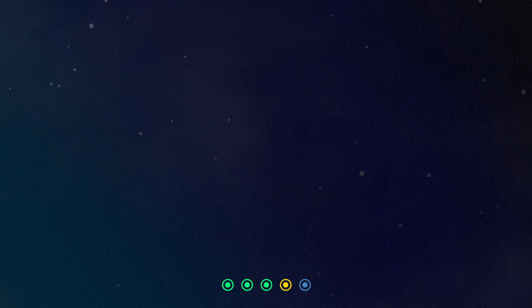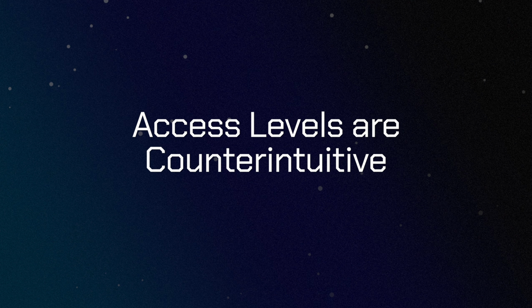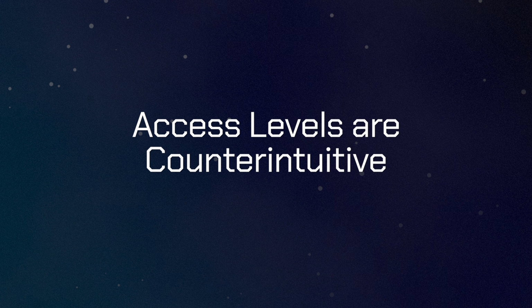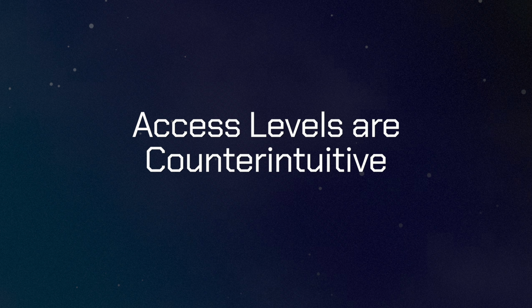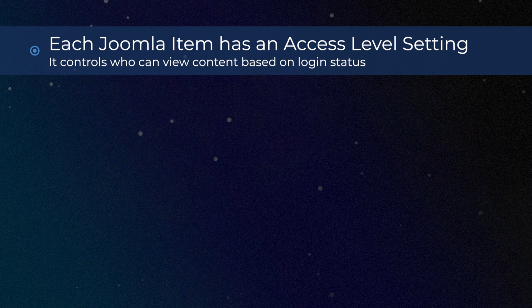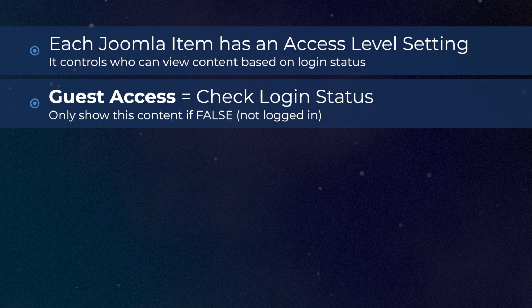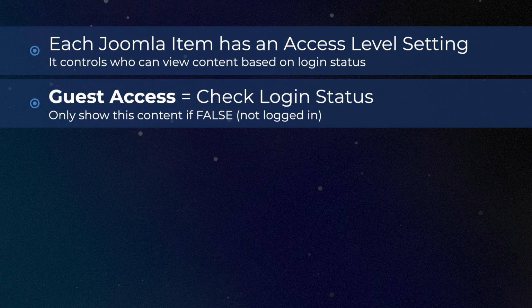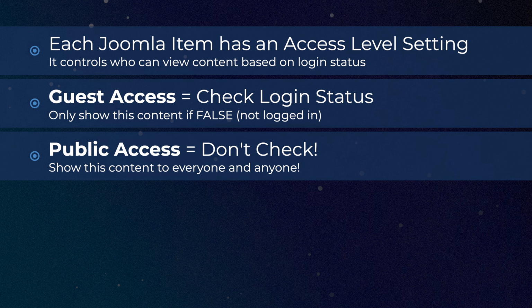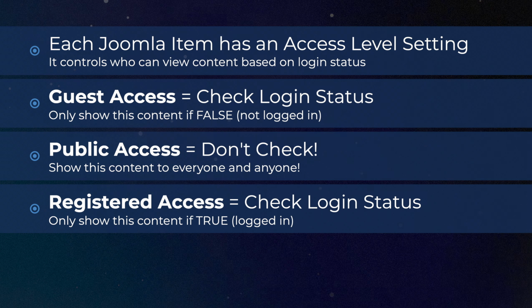I'll be honest, this is not intuitive. In normal English, guest and public are interchangeable. A guest at a party, they're part of the public who showed up, but Joomla flips this in a very old school database kind of way. Guest access means check if you're logged in and only show when not. Public access means don't check login status at all. And registered access means check if they're logged in and only show when they are.